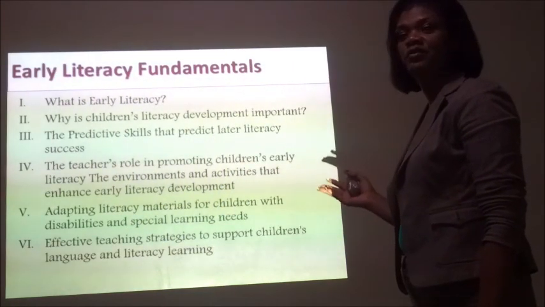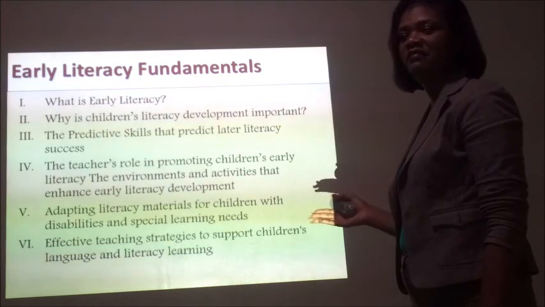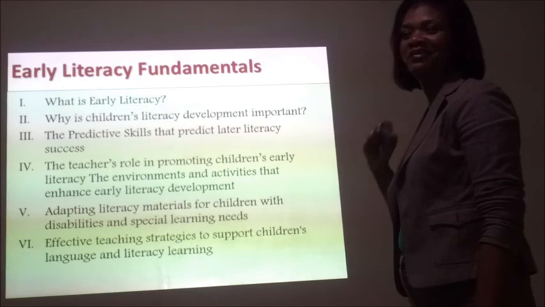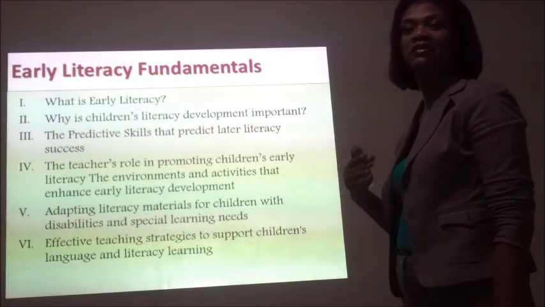These are the topics that we are going to try and cover for this evening. Six of the main broad areas that we're trying to understand about literacy.